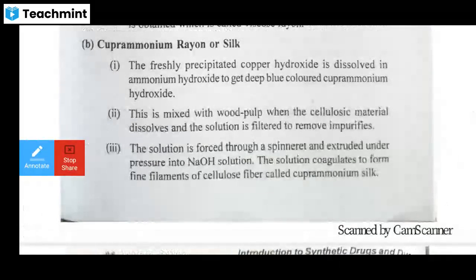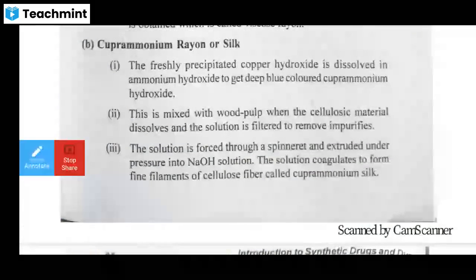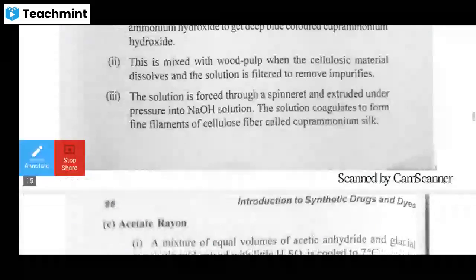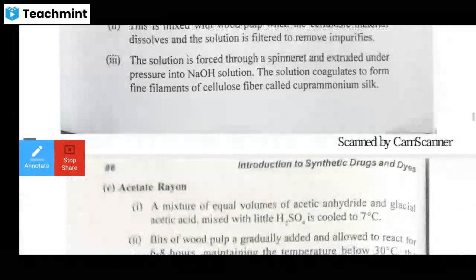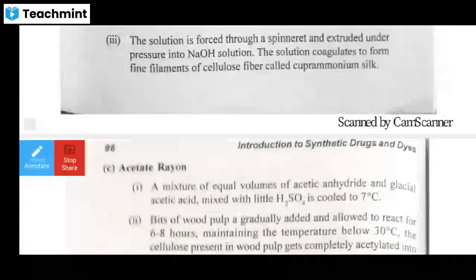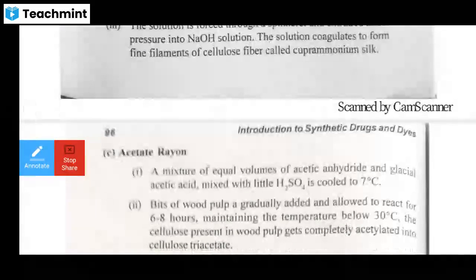The cuprammonium rayon, or silk. This is freshly prepared: precipitated copper hydroxide is dissolved in ammonium hydroxide to get the blue colored cuprammonium hydroxide, and this is mixed with the wood pulp. The solution is filtered and forced through the spinneret, extruded under pressure into NaOH solution, a basic solution, and the solution coagulates to form the filament, which is called cuprammonium silk.